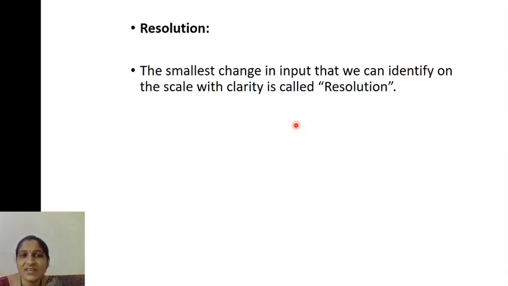Resolution. Resolution is the smallest change in input that we can identify on the scale with clarity. If there is a scale, the minimum amount you can observe is, say, 0.1. That 0.1 is the resolution of that instrument. So the smallest change in input that we can identify on the scale with clarity is called the resolution.